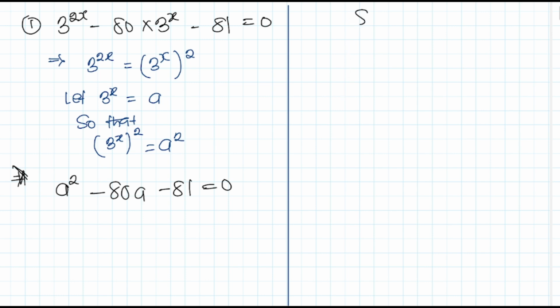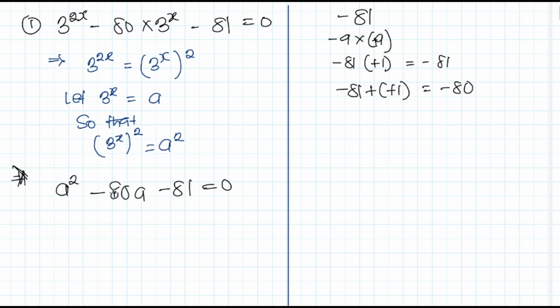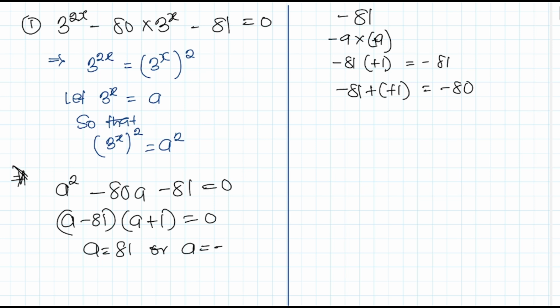So let's find the factors of 81. If we do 9 times 9, we'll get 81, but 9 plus 9 will not give us the answer. Minus 81 multiplied by plus 1 will give us minus 81, and minus 81 plus 1 will give us minus 80. So we can use that one. So the answer is (a minus 81)(a plus 1) equals 0, so a equals 81 or a equals minus 1.